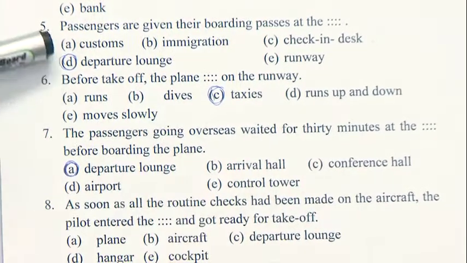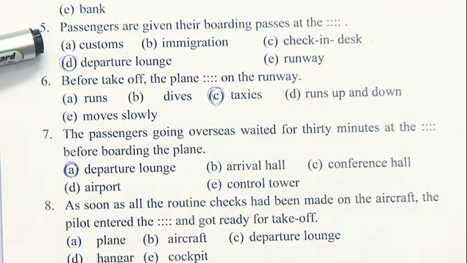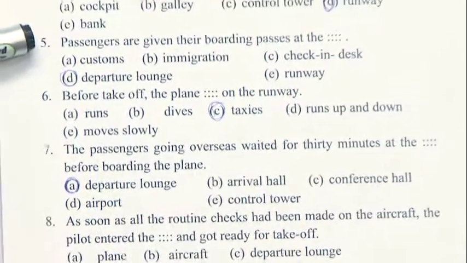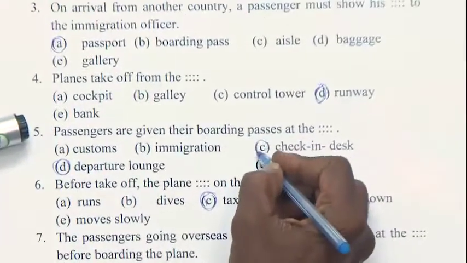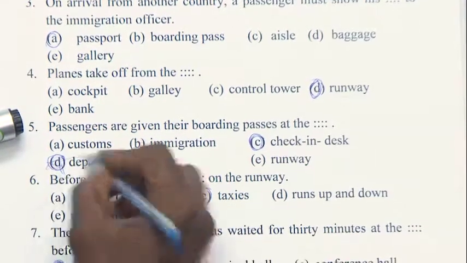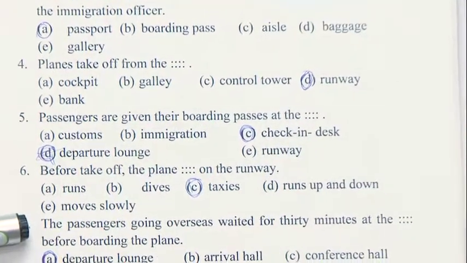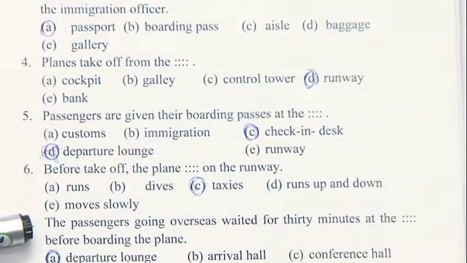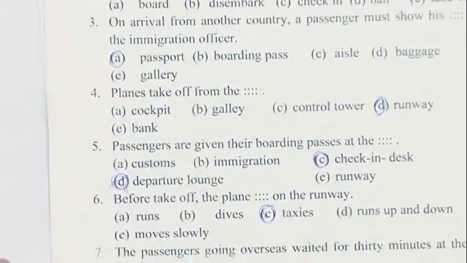Oh, sorry, go on to number 5. Number 5. Passengers are giving their boarding pass at the check-in desk. Sorry, check-in desk, not the departure lounge. So this is not right. But the passengers going overseas wait at the departure lounge, where they actually wait.